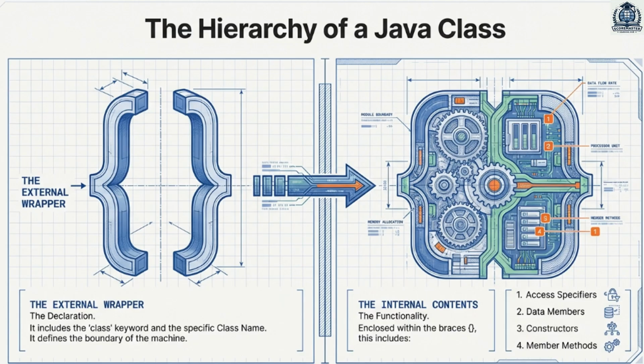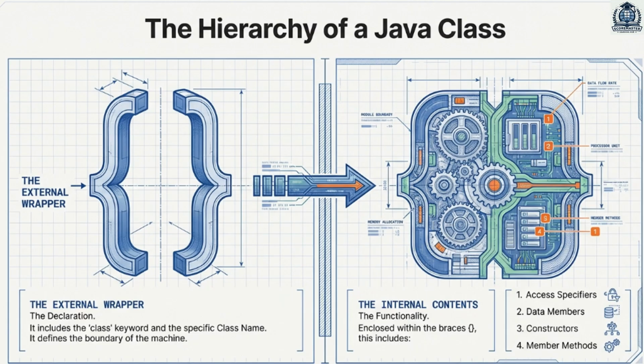This picture breaks down a Java class into two simple parts: the shell and the engine. 1. External wrapper, the shell. The curly braces form the boundary of the class. It starts with the class keyword and the class name. Think of it as the container that holds everything together and defines where the class begins and ends.